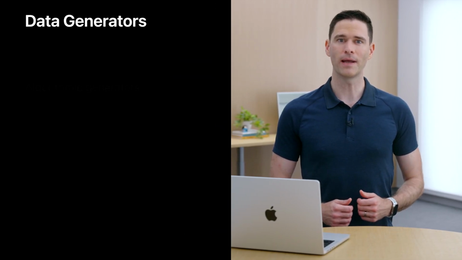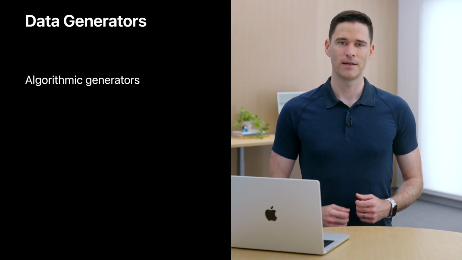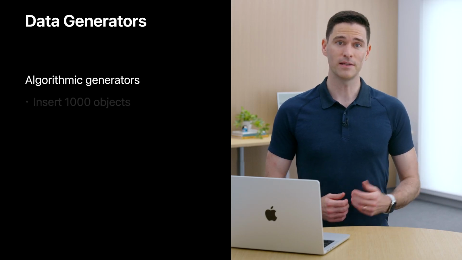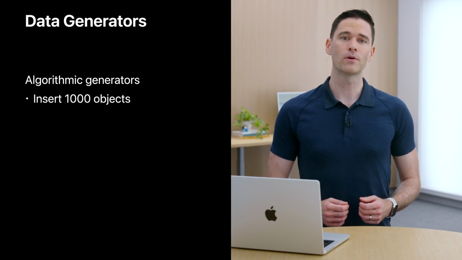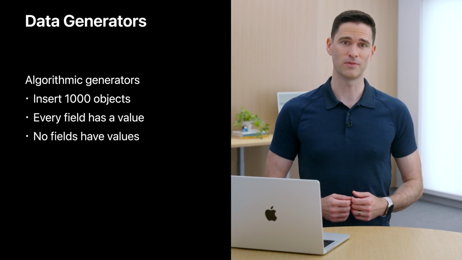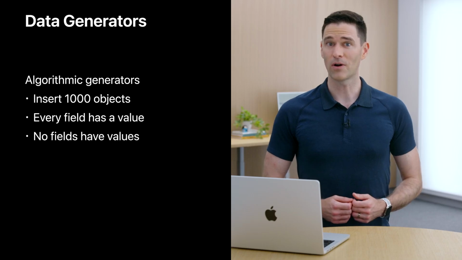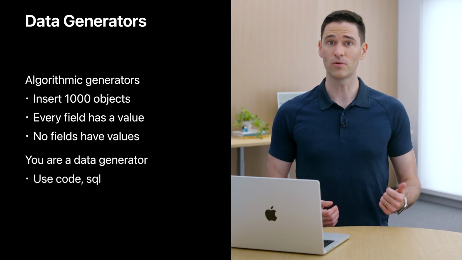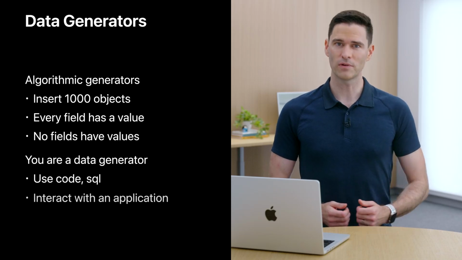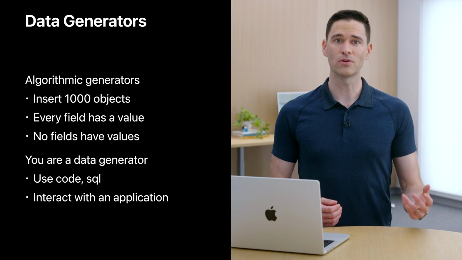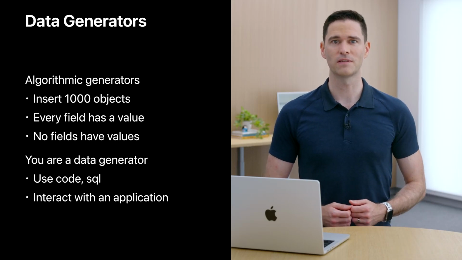The Generate 1000 Posts button runs what I like to call an algorithmic data generator. Algorithmic data generators follow a set of predetermined rules, like insert 1000 objects, or make sure that every field has a value, or that no fields have values. We, as it turns out, are also data generators. We can handcraft specific data sets in code, in SQL, or by interacting directly with an application. And these generated data sets can be preserved for later use or analysis.